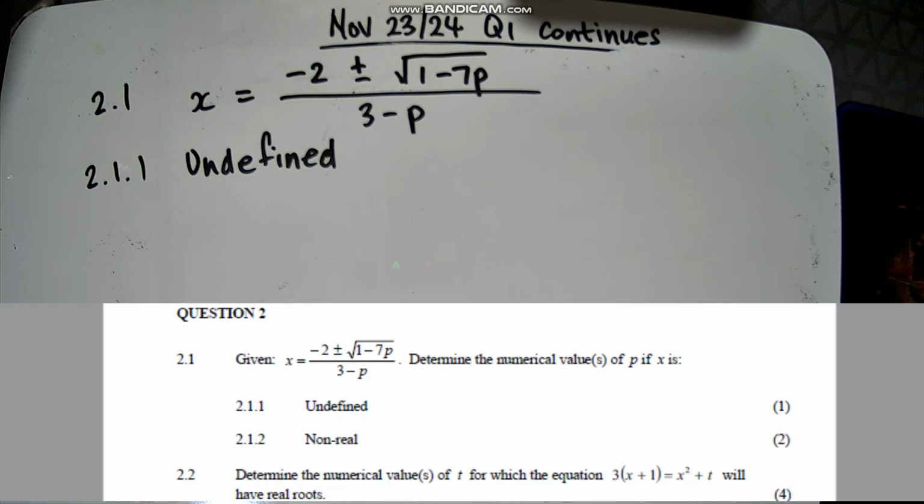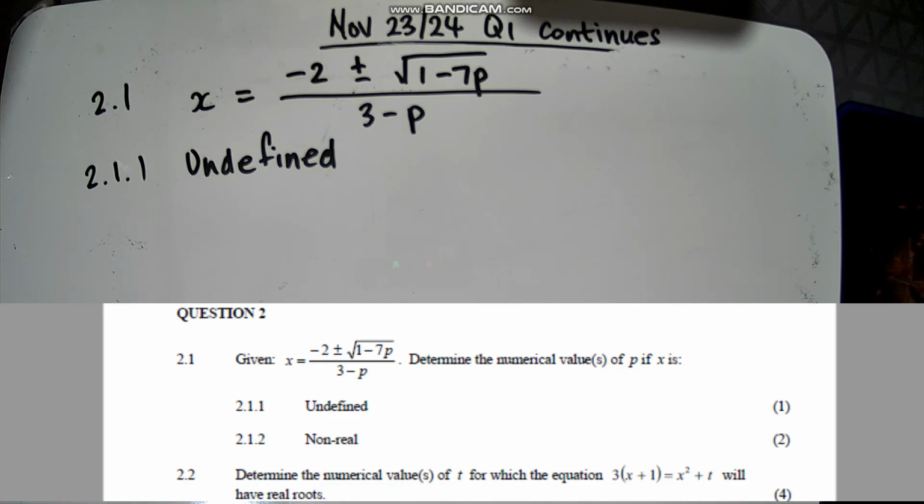Now in this question 2.1, it is saying determine the value of P in the denominator. That will give you an undefined. Now remember, if we get an answer of 0 in the denominator, it is undefined. Anything divided by 0 is undefined. Please punch this into your calculator now and you will see it says maths error.